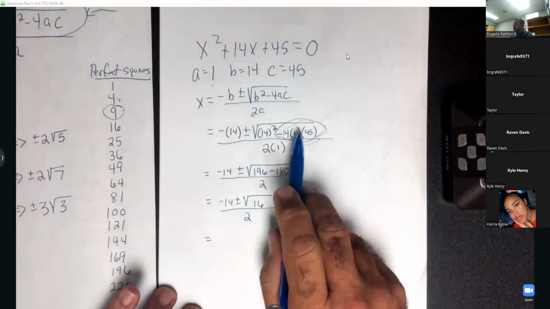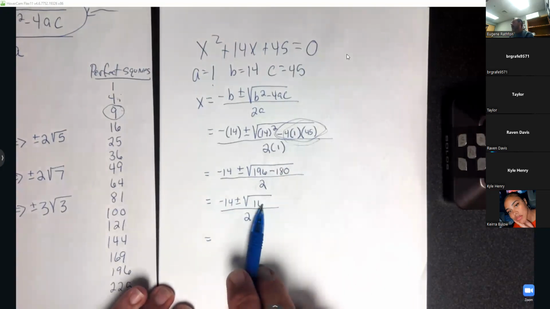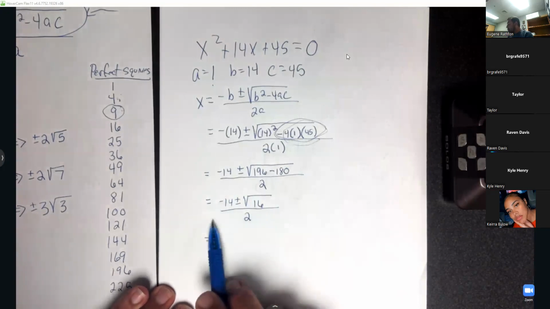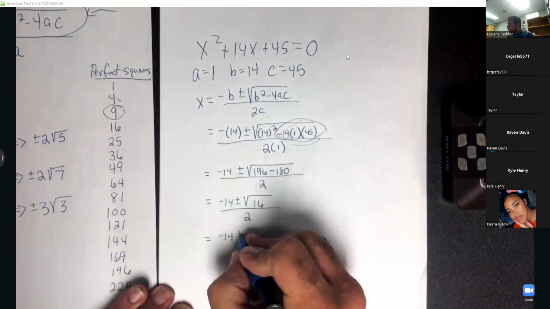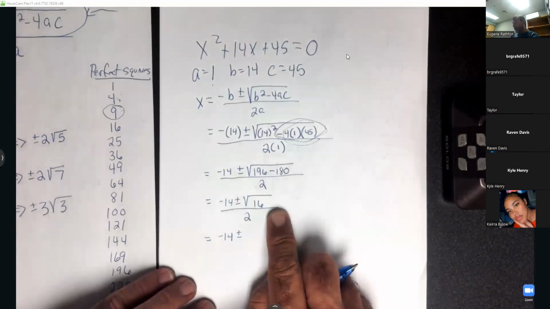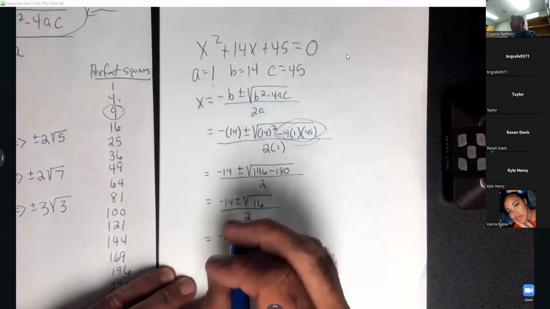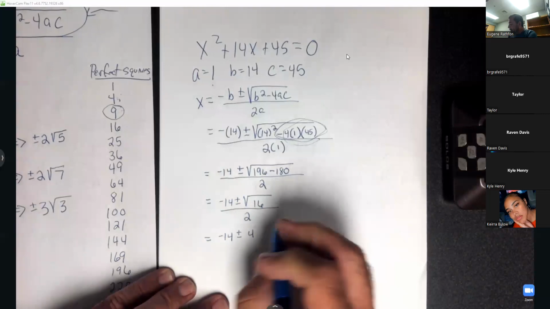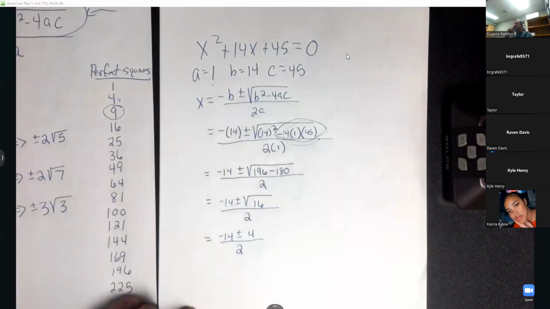So see, you're going along, most of the work is just under that radical. So now we're going to try to simplify this radical. So bring down that negative 14, plus or minus the square root of 16, we know that. The square root of 16 is a 4. And then on bottom is my 2.